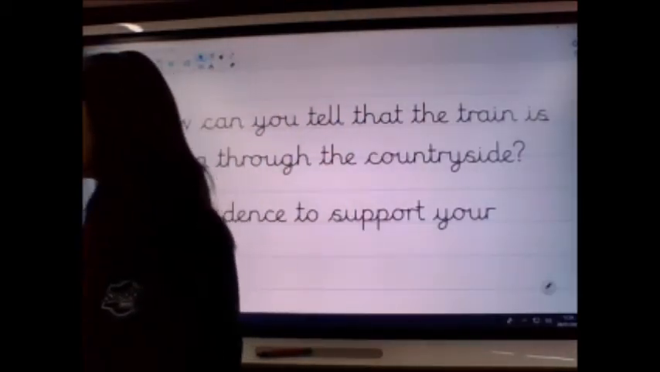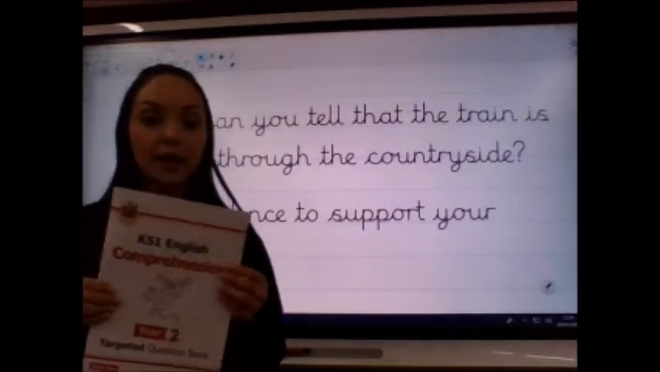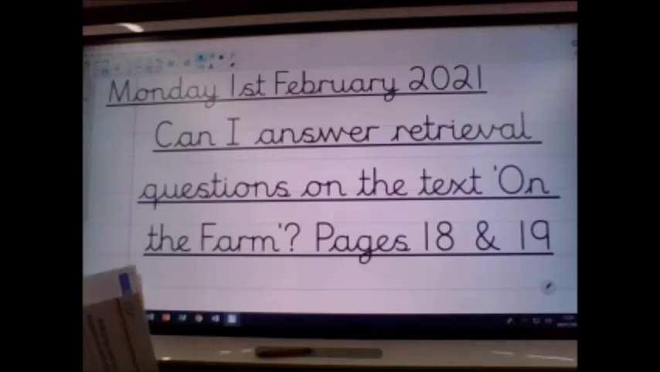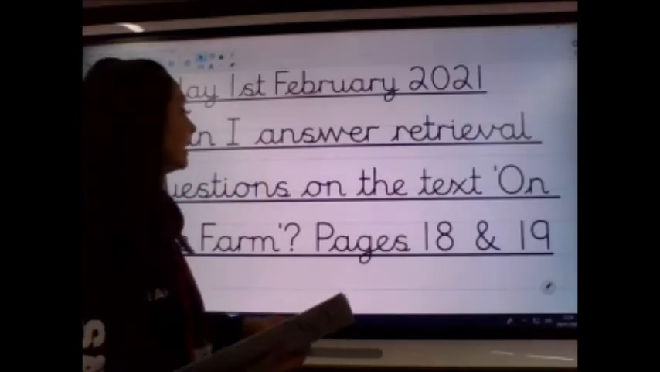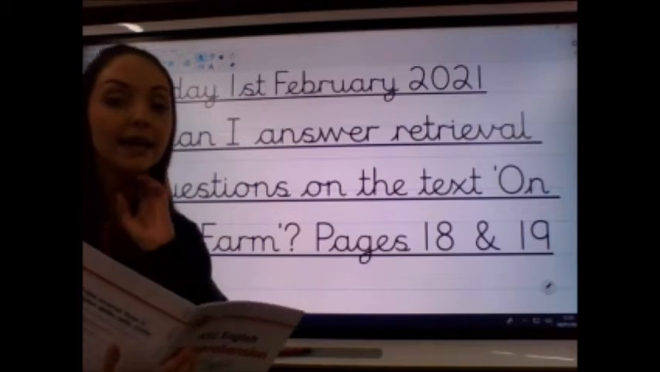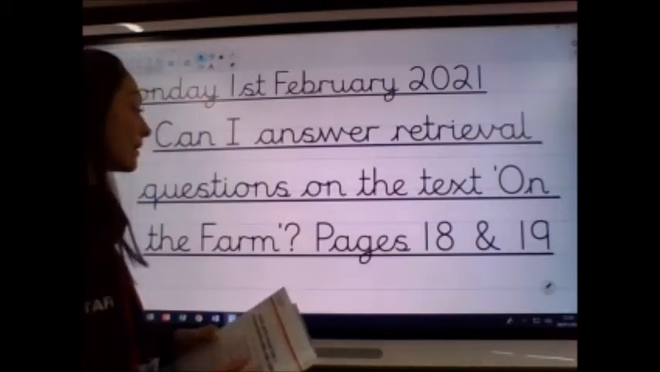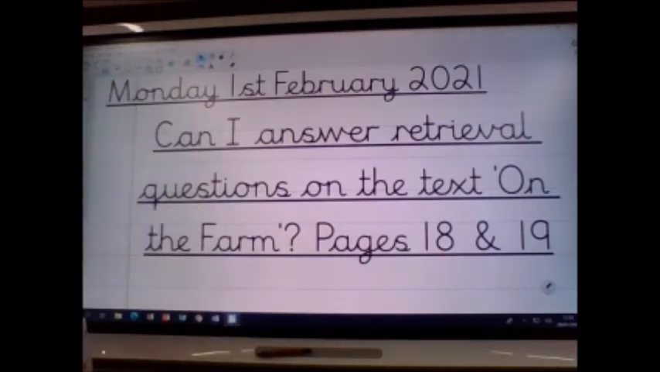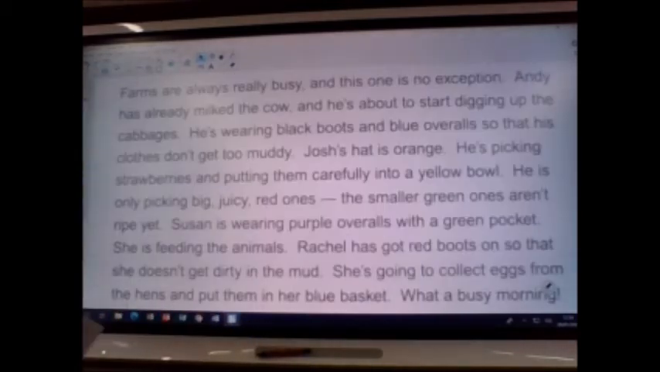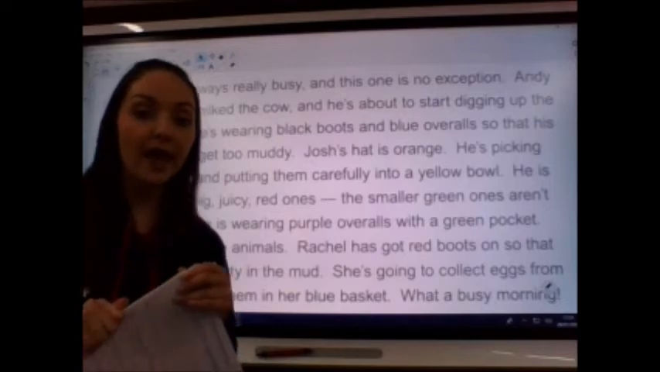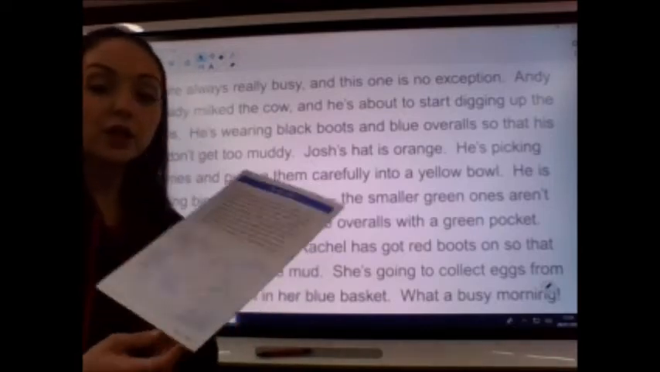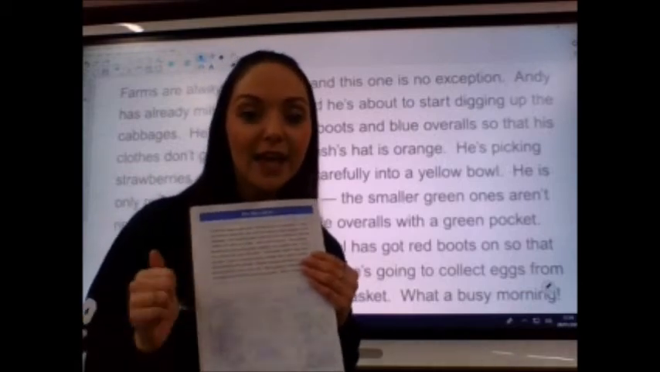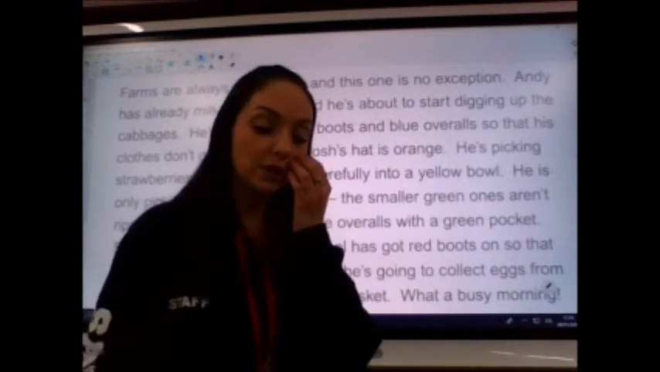If you have got the book with the monkey on the front, then your next text for today is pages 18 and 19. And your learning question is, can I answer retrieval questions on the text on the farm? Okay, so I've got your text up here. Okay, so you need to have a good read through there. And then you will see down the bottom you've got a picture. And at the end you could even colour your picture in if you wanted to.